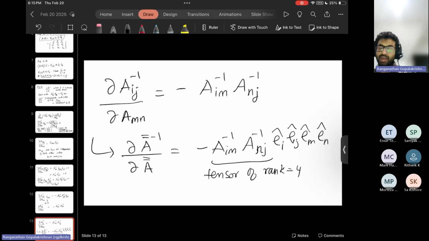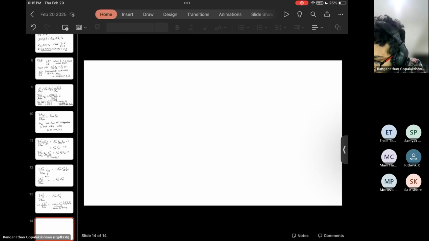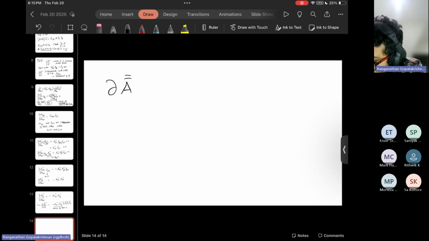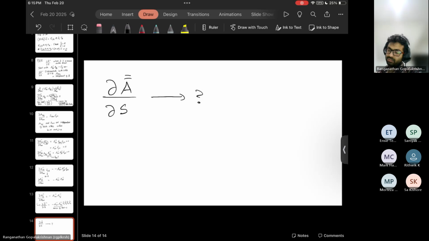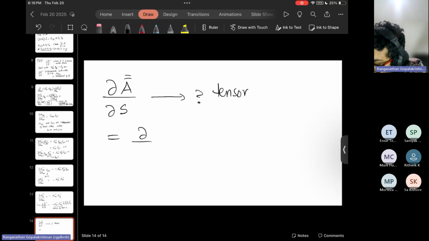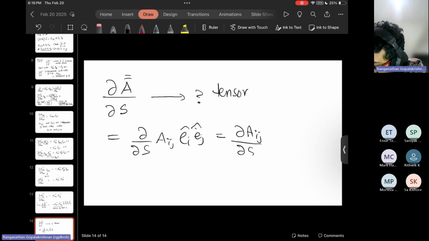So let me ask you a related question. If you take a tensor and differentiate it with respect to a scalar, what is the resulting quantity? The resulting quantity is also a tensor. So this is like writing partial over partial S of A_ij e_i e_j, which is partial A_ij over partial S multiplied by e_i e_j. This is again a tensor of rank 2.